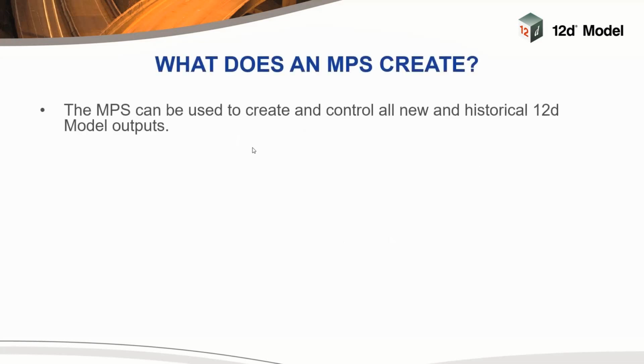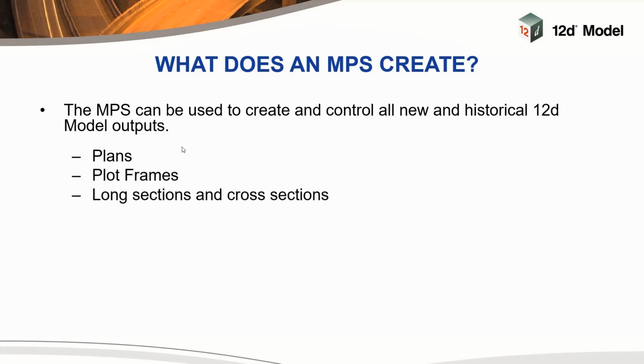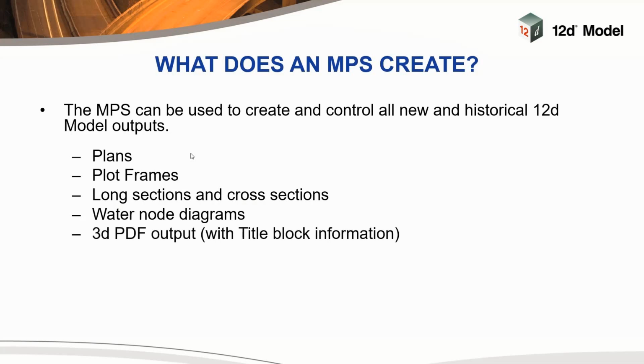So what does an MPS create? The MPS can be used to create and control all new and historical 12D model outputs. This includes plans, plot frames, long sections and cross sections, water node diagrams, 3D PDF output, but with the advantage of being able to have your revision control and sign-off standards with title block information.